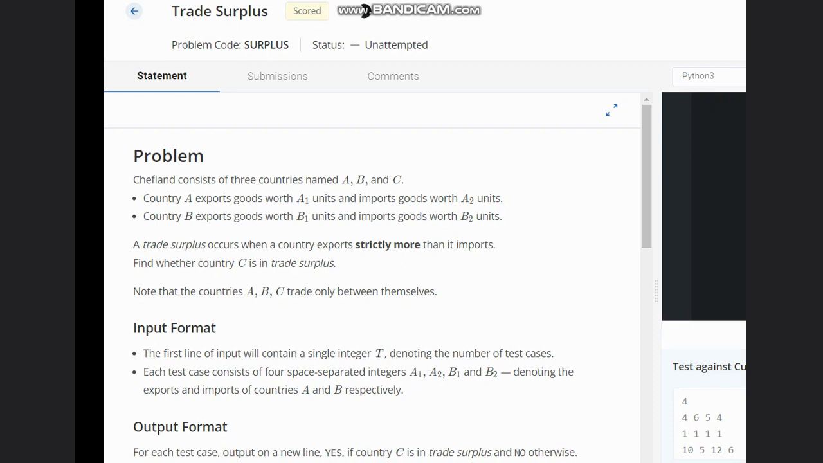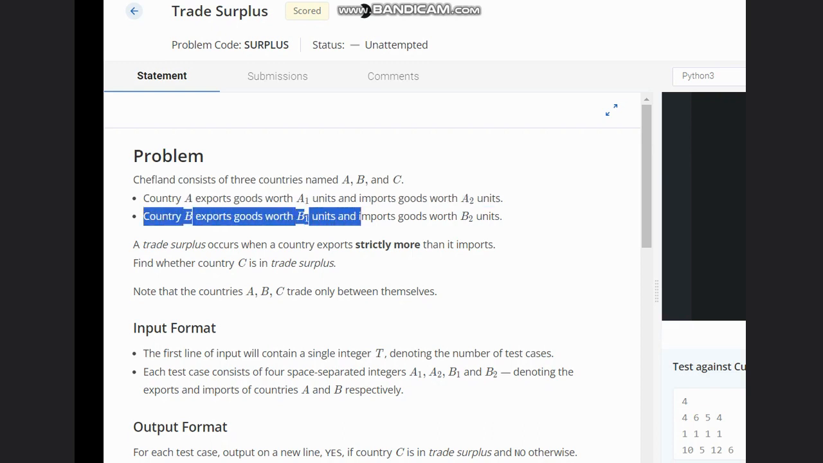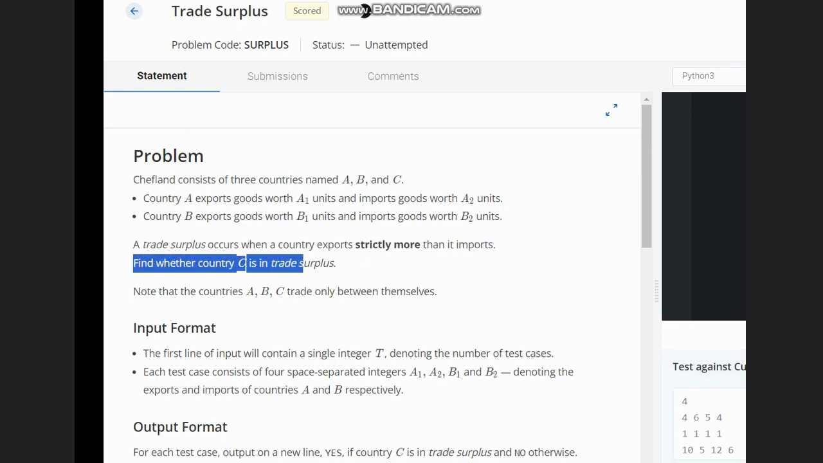So here we are discussing the question Trade Surplus on CodeChef. The problem states that Chefland consists of three countries named A, B and C. Country A exports goods worth A1 units and imports worth A2 units. Country B exports goods worth B1 units and imports goods worth B2 units. A trade surplus occurs when a country exports strictly more than it imports. We need to find whether country C is in trade surplus or not.